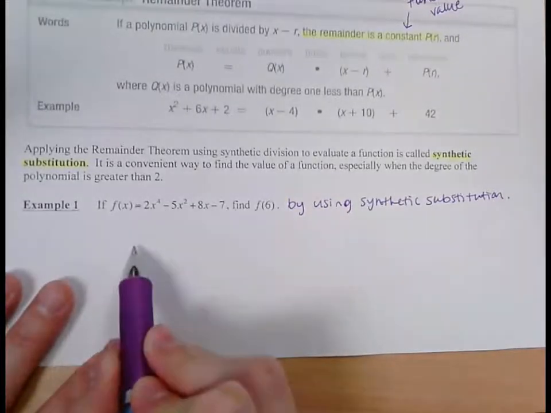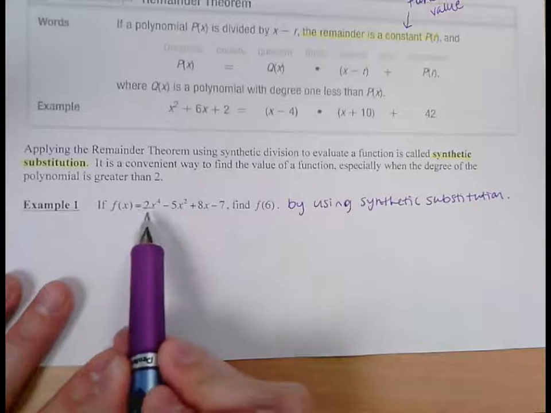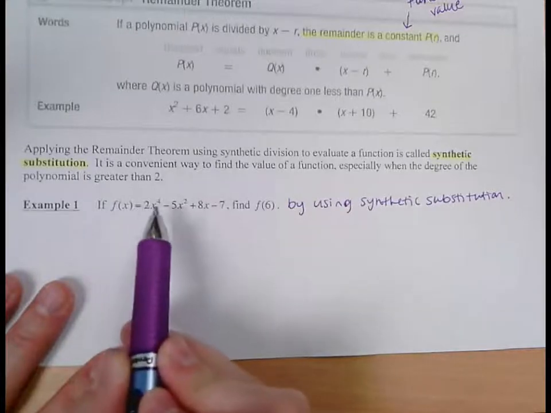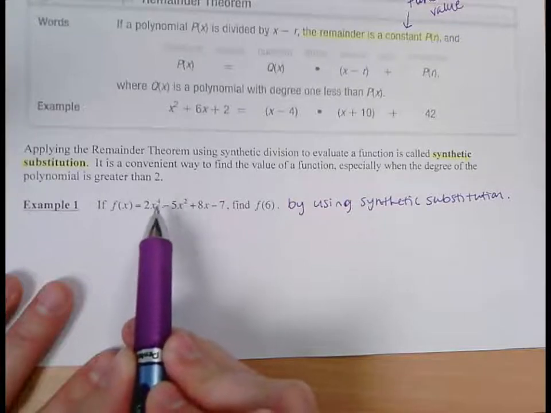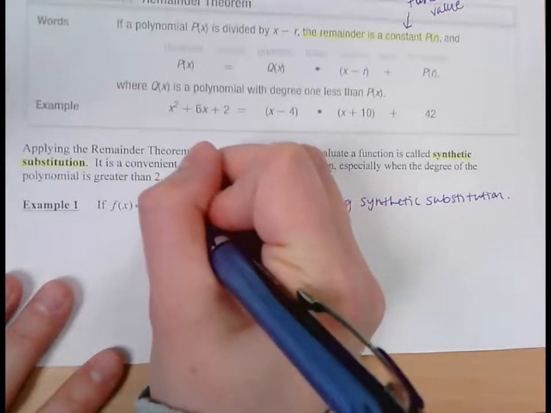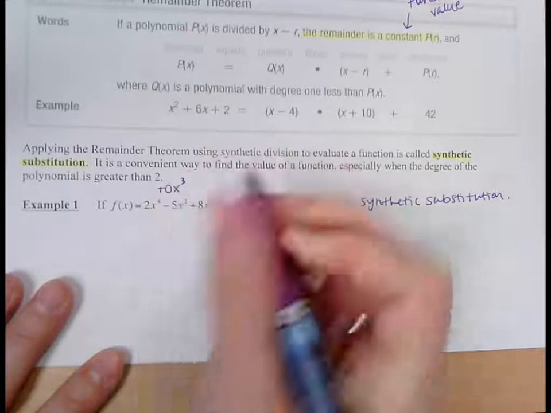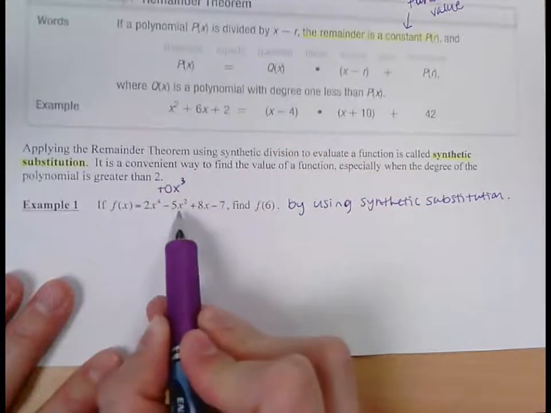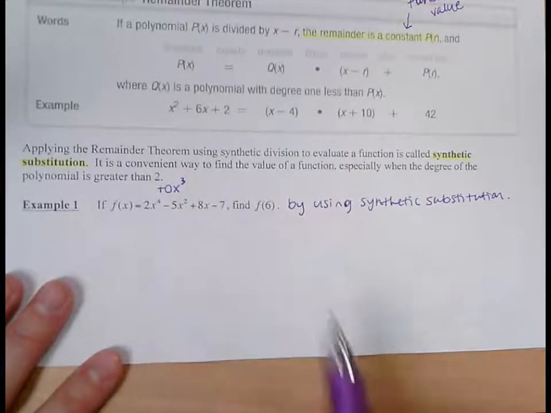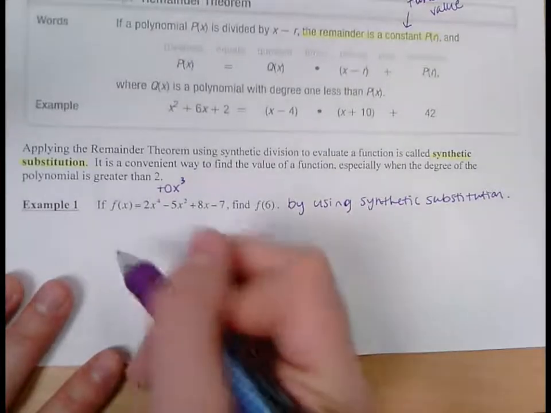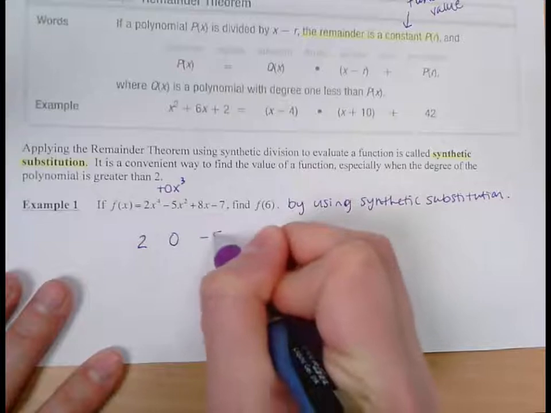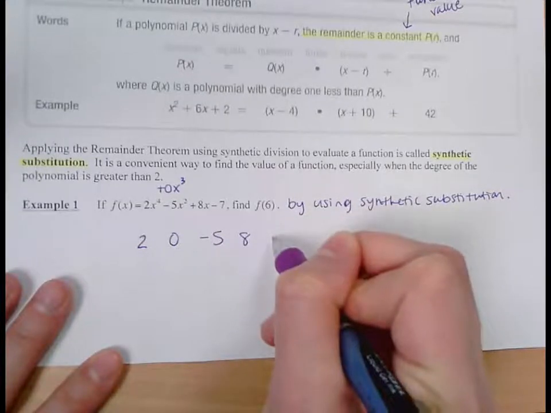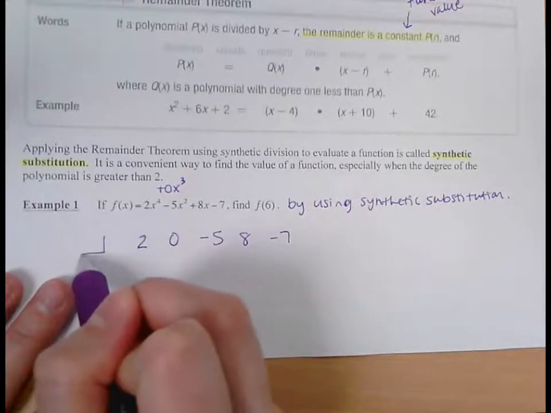So I'm going to list out the coefficients. I do need to make sure that in this polynomial, since my highest power is 4, I am missing an x cubed term. So I need to make sure I fill in a 0 for x cubed. I do have an x squared, an x, and a constant, so that's the only one I'm missing. So my coefficients are 2, 0, negative 5, 8, and negative 7.